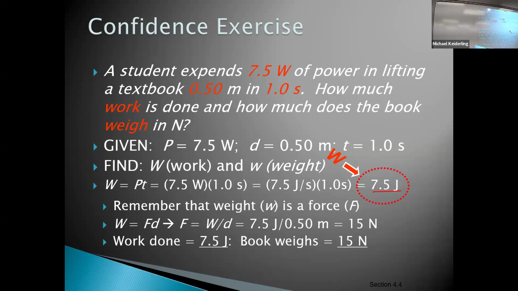And weight is a force. So force times distance equals work. So force is work divided by distance. So 7.5 joules divided by 0.5 meters gives us 15 newtons. So the work done is 7.5 joules and the book weighs 15 newtons.